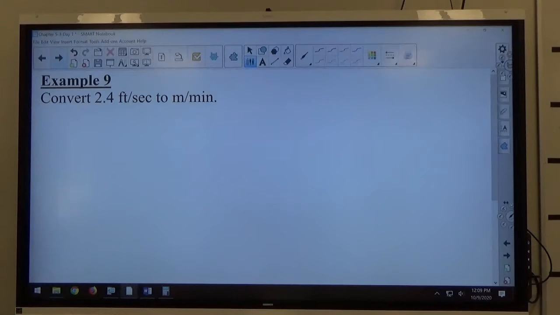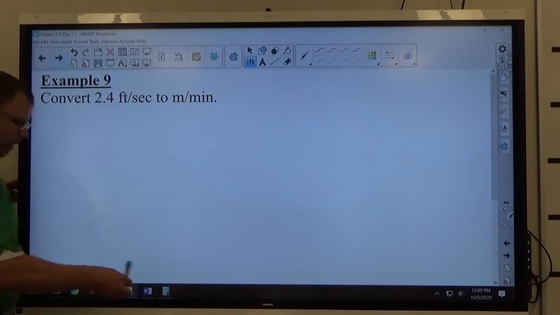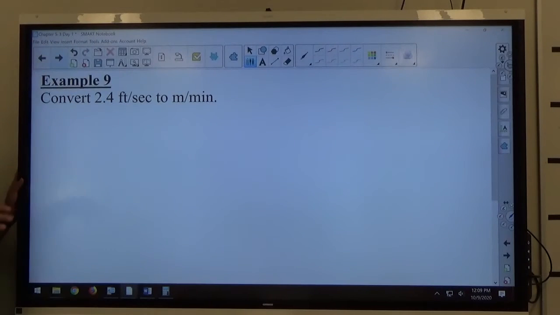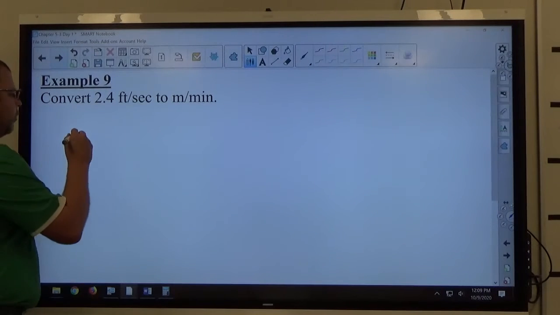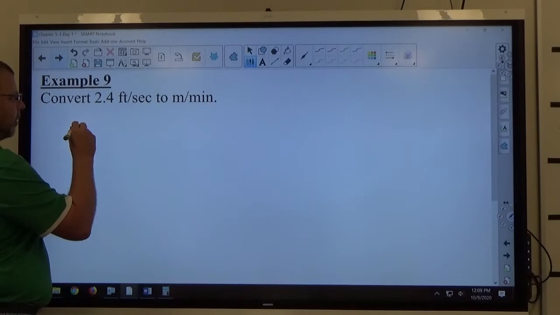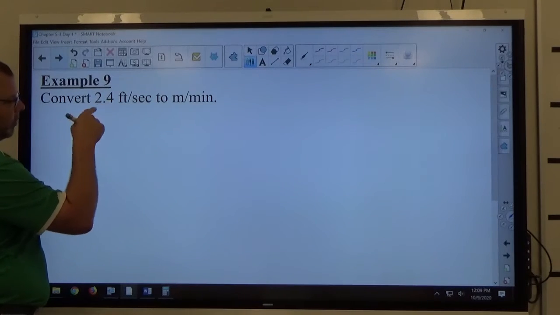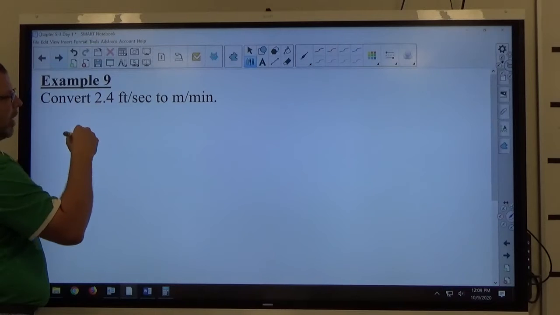All right, example 9, convert 2.4 feet per second to meters per minute. So we've already dealt with some rate conversions in this section, I want to say yesterday, and even in section 5.2 we had a little bit of it. I just wanted you to get really good at distinguishing between units of length, units of time, that kind of stuff.